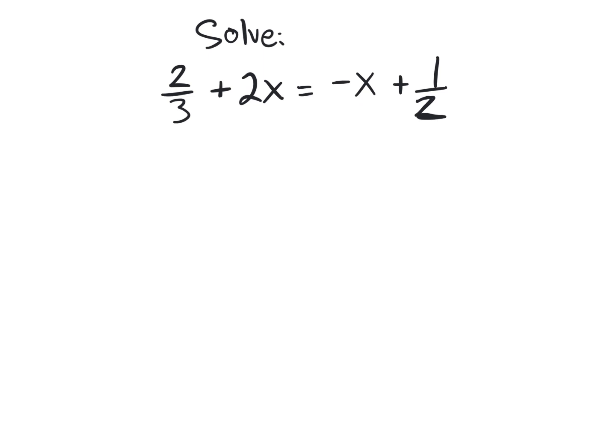Now the question is, do you want to get rid of the 2/3 first or the 1/2 first or both at the same time? Both. If I wanted to get rid of both fractions at the same time, what would I have to multiply everything by? By the common denominator of both fractions, okay? Which would be 6, right? It would be 6, because the common denominator of 3 and 2 is 6.